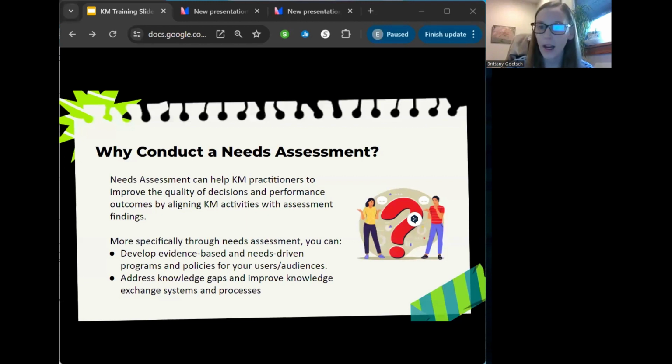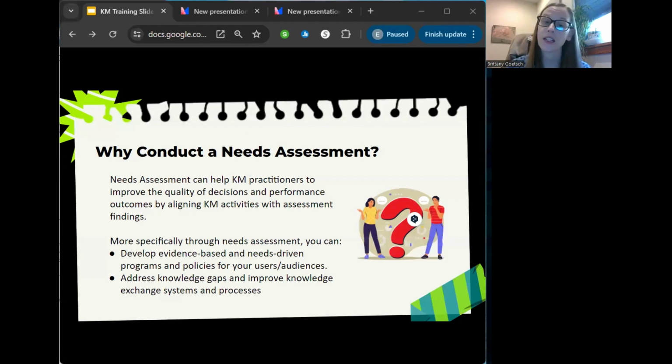So again, why conduct a needs assessment? This can really help improve the quality of decisions and performance outcomes by aligning KM activities with assessment findings. More specifically, through a needs assessment, you can develop evidence-based and needs-driven programs and policies for your users and audiences, and address knowledge gaps and improve knowledge exchange systems and processes.